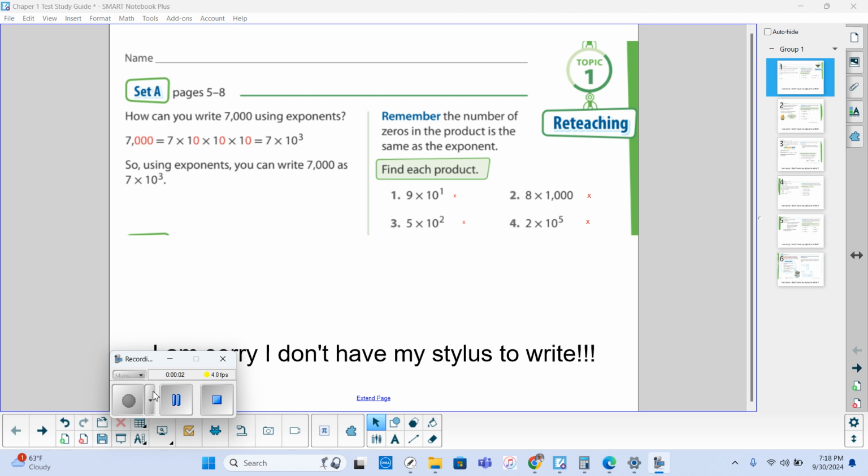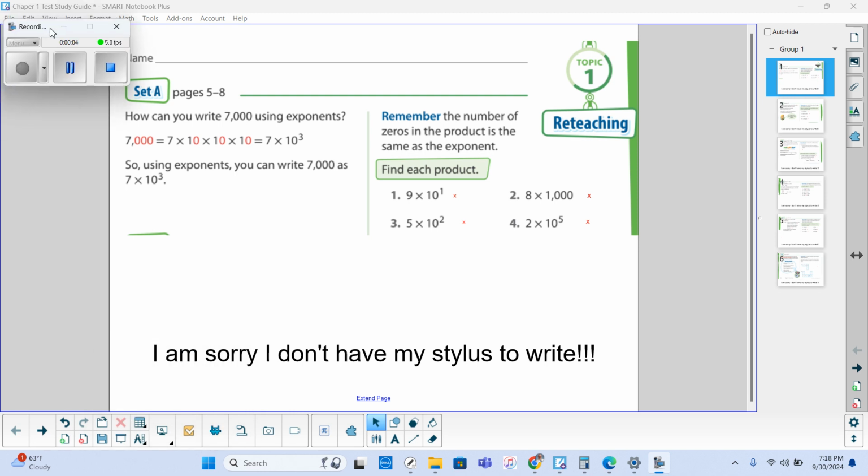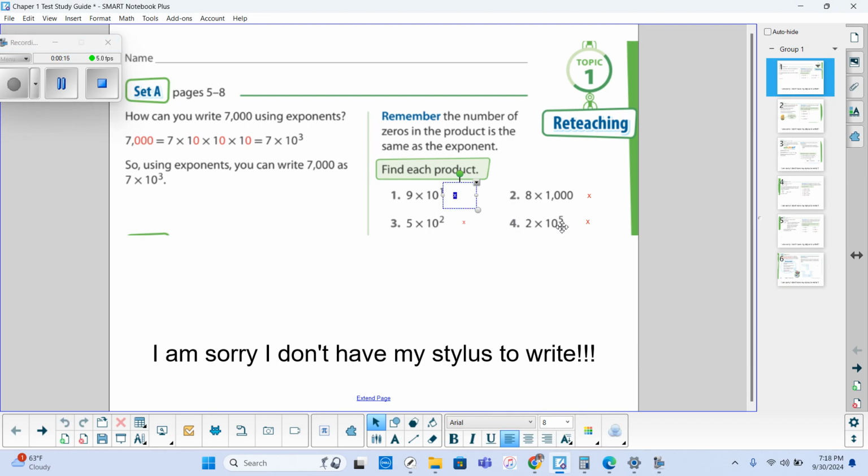So I'm sorry I don't have my stylus today, but hopefully we can still understand what I'm doing here. First of all, 9 times 10 is equal to 90. 8 times 1,000 is fairly straightforward. 8 times 1,000 is 8,000.